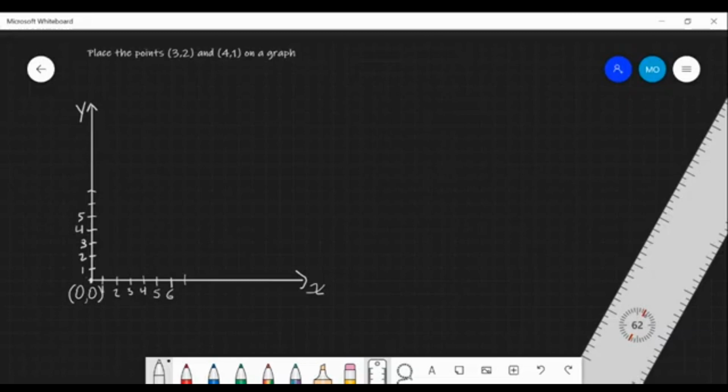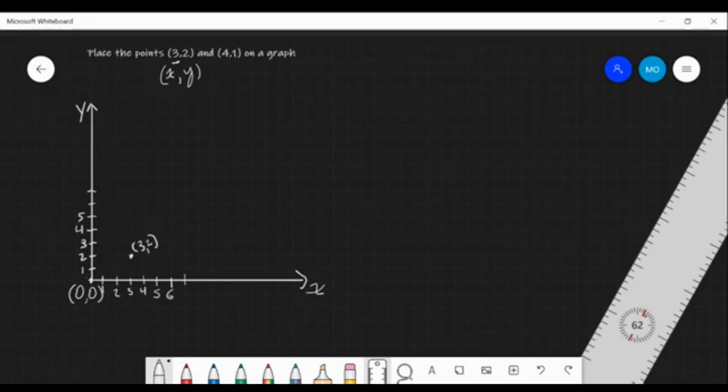So the first number there, the 3, that's my x coordinate. The next number, the 2, is my y coordinate. That's the same for every single ordered pair that you have. So to find the point (3, 2), I would go over 1, 2, 3, and then jump up to the place where the 2 meets that, which would be right there. And then I can label it as (3, 2), so I know that's my point.